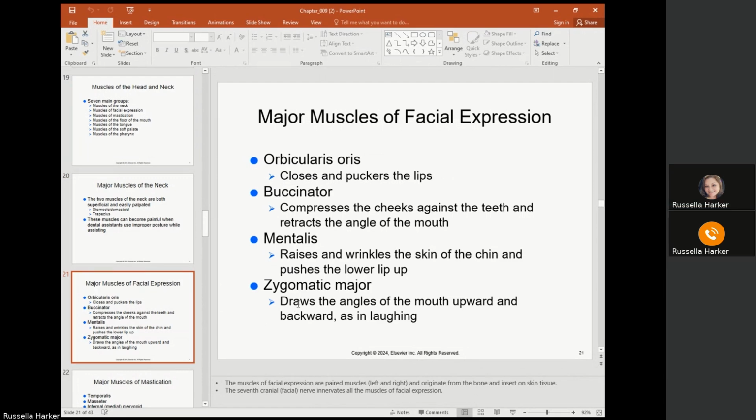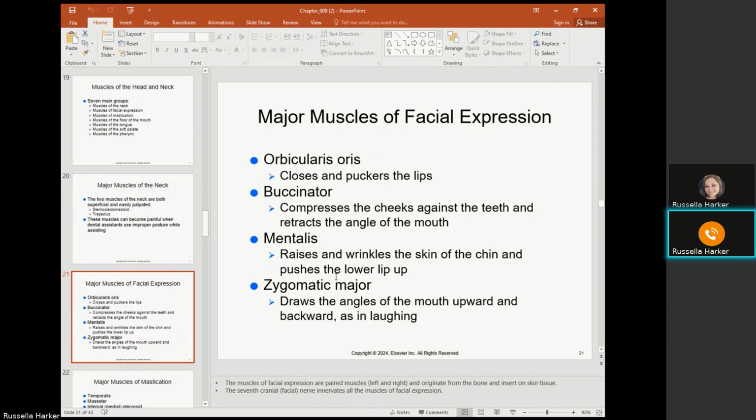Major muscles of facial expression are listed here. The orbicularis oris closes and puckers the lips, like if you were going to give someone a kiss. The buccinator compresses the cheeks against the teeth and retracts the angle of the mouth, more of a sucking action. The mentalis raises and wrinkles the skin of the chin and pushes up the lower lip, like if you were pouting and sticking out your lower lip.